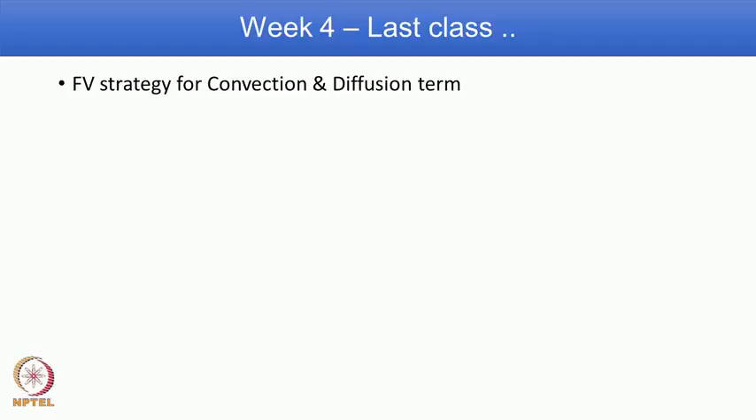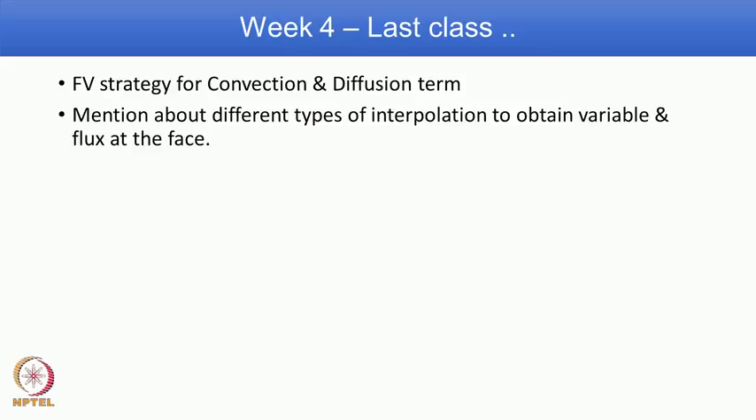Last class we had particularly seen finite volume strategy for convection and diffusion term put together, and we mentioned the need for knowing different types of interpolation required for convection term and evaluating flux at control volume faces.